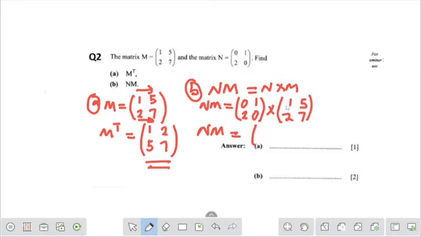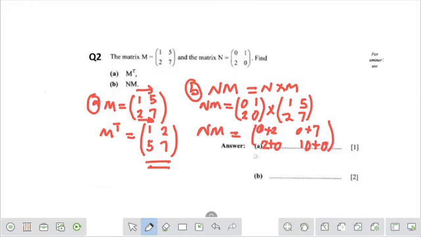So 0 times 1, it gives us a 0, plus 1 times 2, which gives us a 2. Row by column, 0 times 5 is 0, plus 1 times 7, it's a 7. So we come down here, row by column, 2 times 1 is a 2, plus 0 times 2 is a 0. Row by column, 2 times 5 is a 10 right here, plus 0 times 7 is 0.